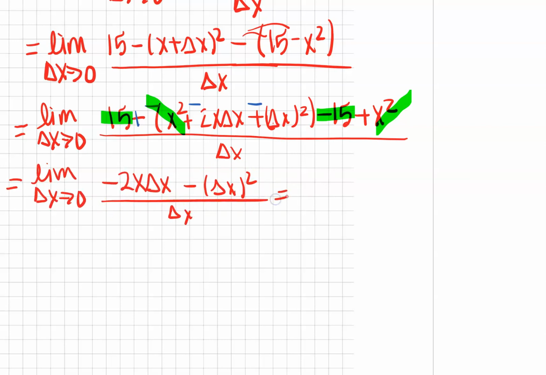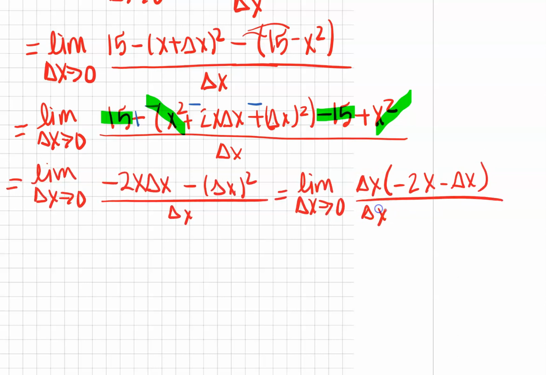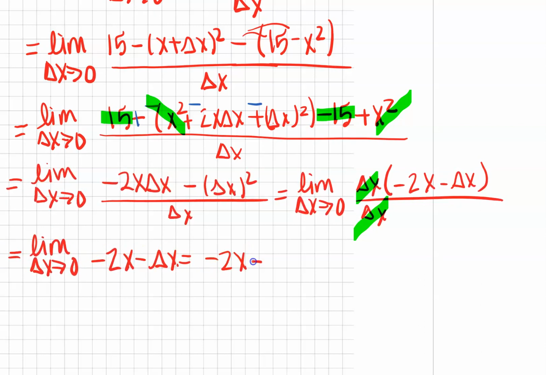So there's your next checkpoint. Can you factor a delta x out of everything? So it gives me negative 2x minus delta x all over delta x. Yep, check mark. I'm able to cancel that. So that's equal to the limit as delta x goes to 0 of negative 2x minus delta x. So that's negative 2x minus 0. So it results in just a negative 2x.